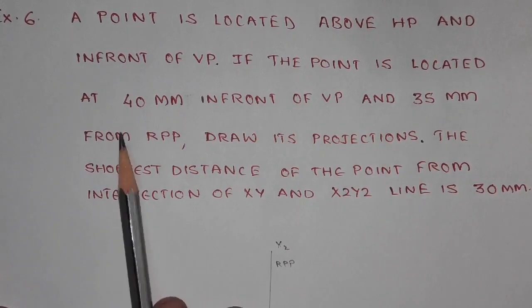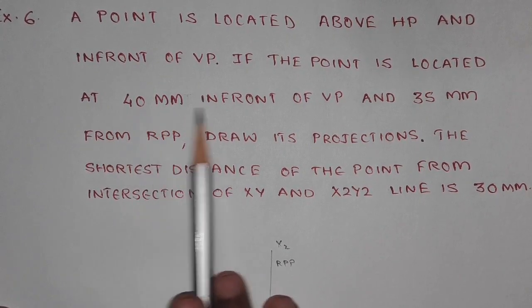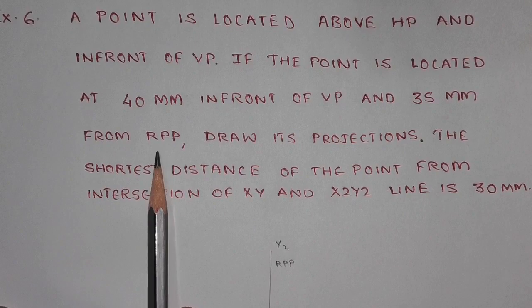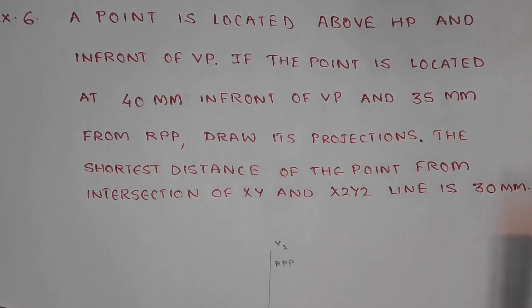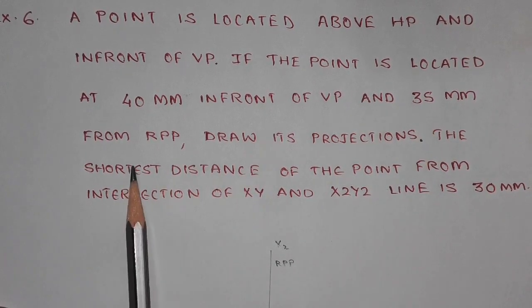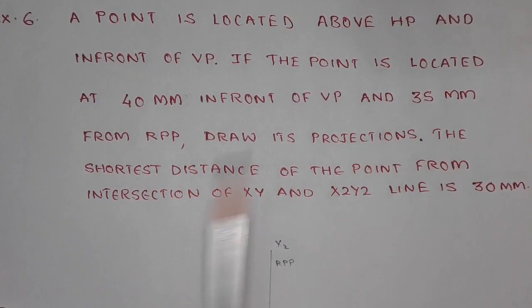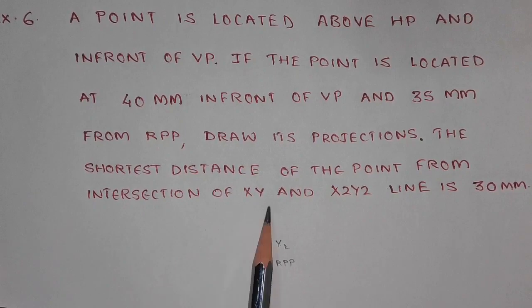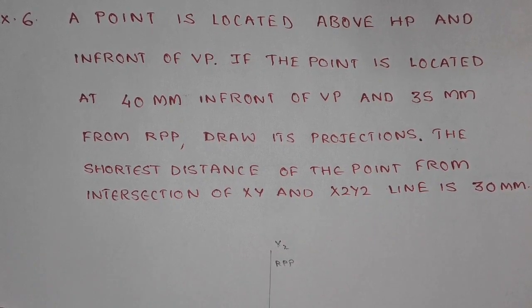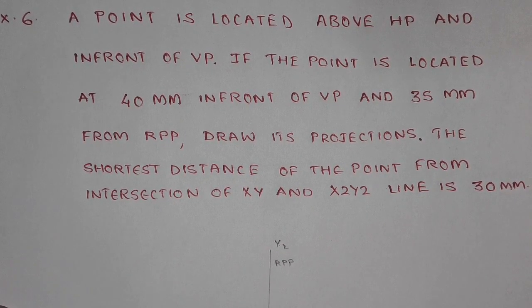They have given the distance of this point in front of VP, that it is 40 mm in front of VP and 35 mm from RPP. So the plane is at a distance of 35 mm from the point. We have to draw its projections, and one data they have given is the shortest distance of the point from the intersection of the XY and X2 Y2 line, which is 30 mm. So now we shall see first what this shortest distance is.